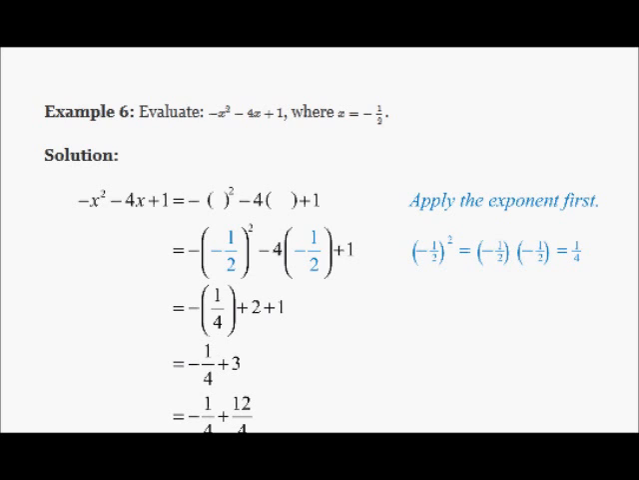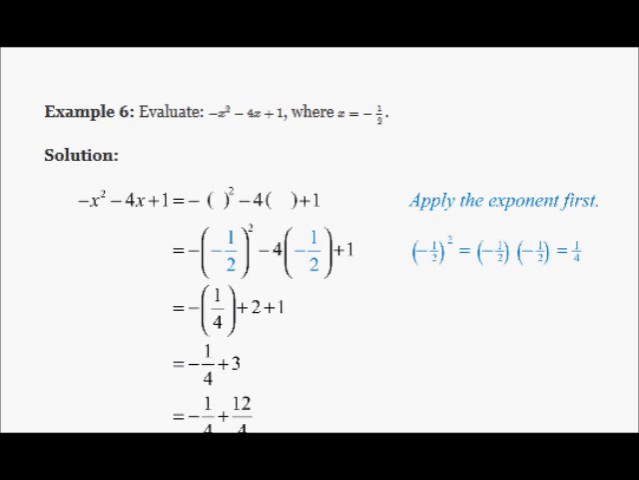Minus 4x, well, minus 4x is minus 4 times negative 1/2. So the negatives cancel. You get 4 times 1/2, which is 2. So that becomes plus 2. And then we also want to add the constant plus 1. So if we're adding plus 2 and then plus 1, we're just adding plus 3. So negative 1/4 plus 3 is, if you do the math, equal to positive 2 3/4.